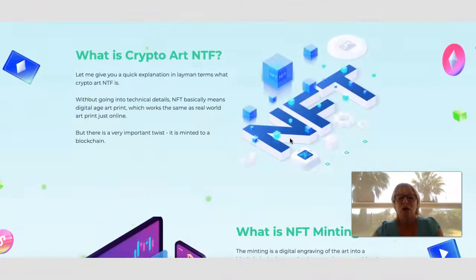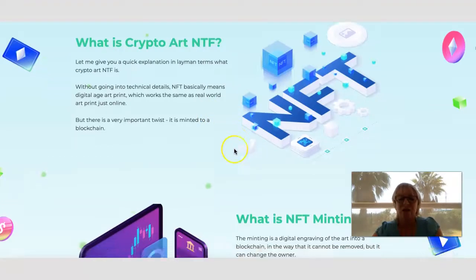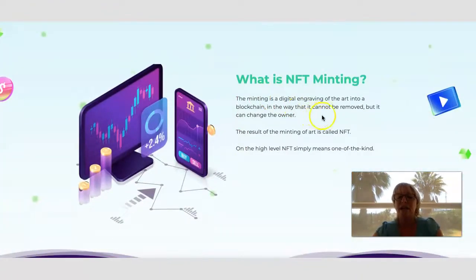So what is a crypto art NFT? It's a non-fungible token, something that will be sold on the blockchain, and these different technical words, minted to a blockchain. So the mint basically is an engraving of the art on the blockchain that cannot be removed, but it can change owner.